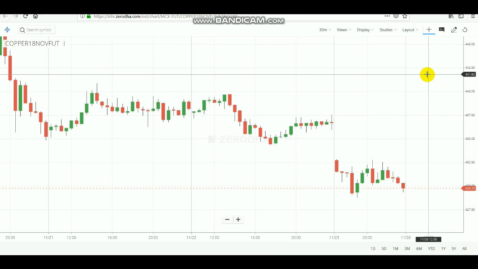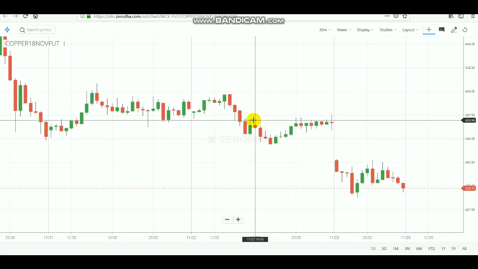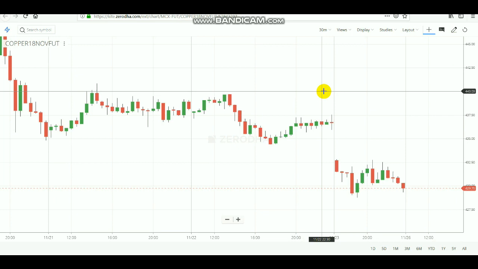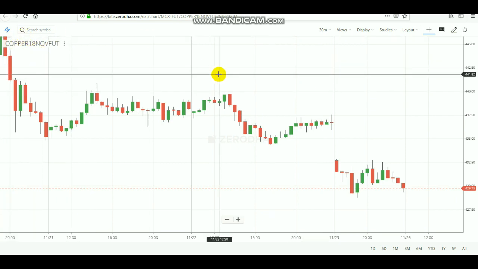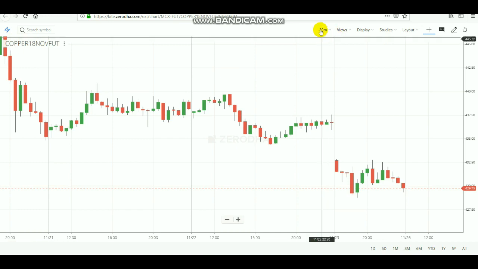Hi, now we are going to see about the Commodity Channel Index. It is actually CCI, developed by Donald Lambert. It is like an oscillator. It will give you an overbought zone and an oversold zone. For this, I'm going to explain using copper, and the candlestick timing is 30 minutes.